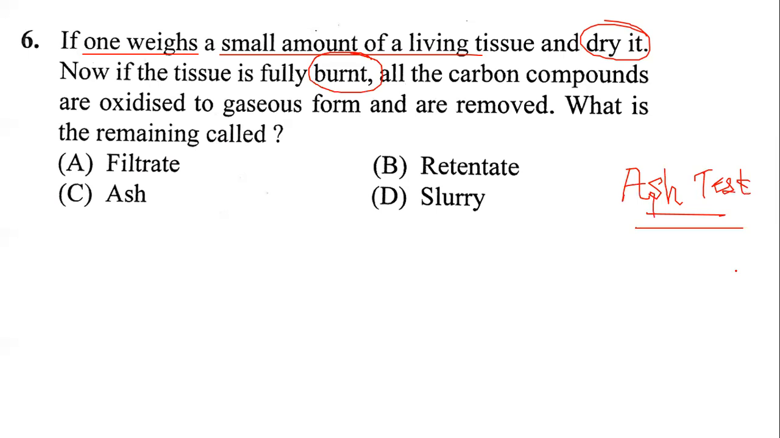Let's learn the rest of the options. Now, if the tissue is burned, all the carbon bonds are oxidized to gaseous form and are removed. What is the remaining portion called? You will call that particular portion the ash. Right, everybody? So the correct answer for question number 6 will be option C, ash. The product of the ash test will be ash. You will get a piece of ash at last.